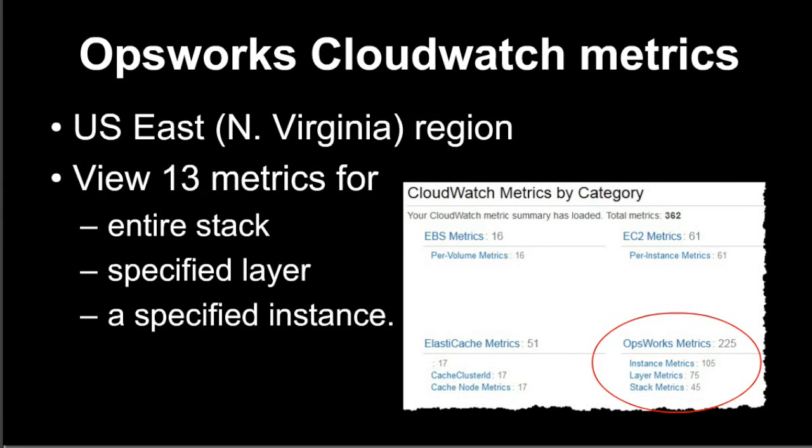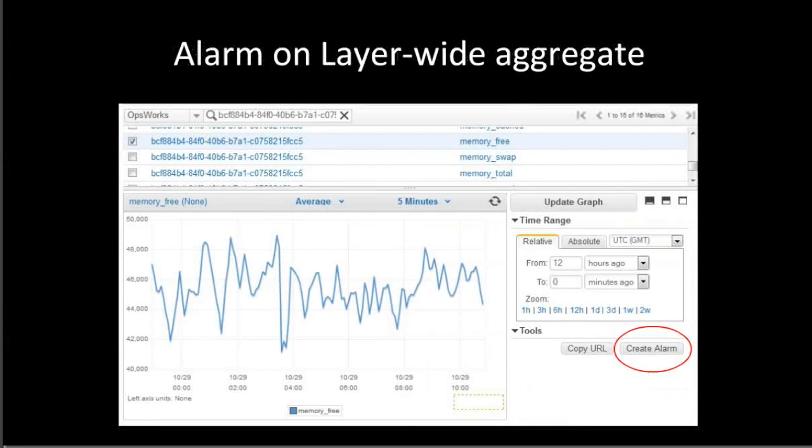And you can view those metrics in the US East region. That is regardless of where your application is actually running. So perhaps your OpsWorks stack is located in EU West 1, but you would see all those metrics in US East. And based on those metrics, you can create alarms so that you can, for example, be notified when a certain value goes above a certain threshold.